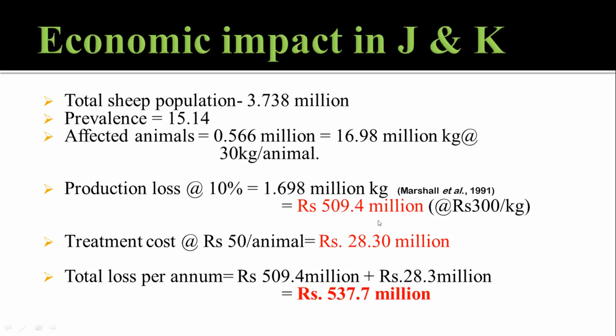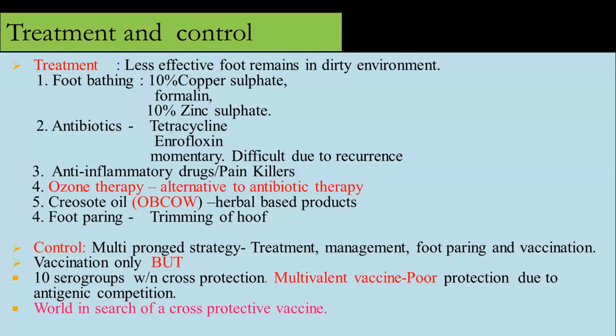If we consider that the live weight of the animal is 300 rupees per kg, it will come out to be 509.4 million rupees, or 5,094 lakh rupees, losses due to the foot rot. And if you add treatment costs, around 50 rupees per animal, it will come out to be 28.3 million rupees. If we sum these two, it will come out to be 537.7 million rupees of losses due to the foot rot in Jammu and Kashmir alone, in 20 districts of Jammu and Kashmir. And that's huge.